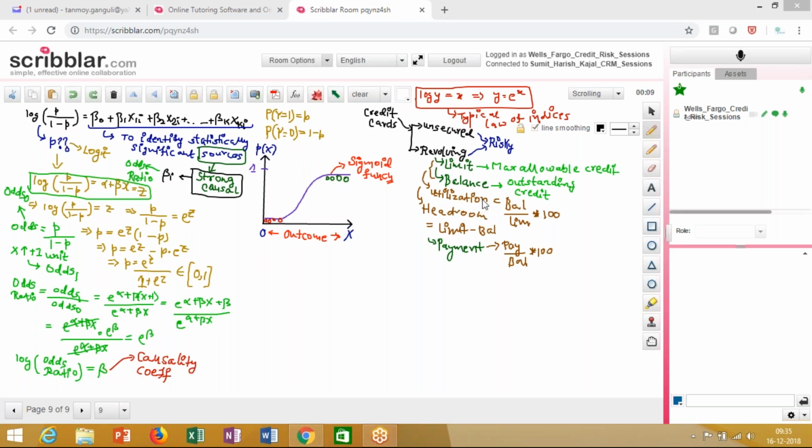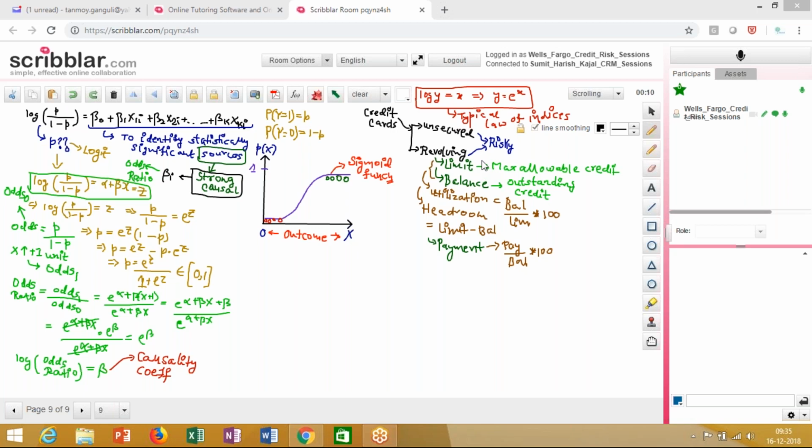Okay, so I have an answer from Umang. Umang says that checking his payment history will show his willingness to pay. Correct. So his payment history will show the willingness to pay. But the question that comes out is, how do I compare?